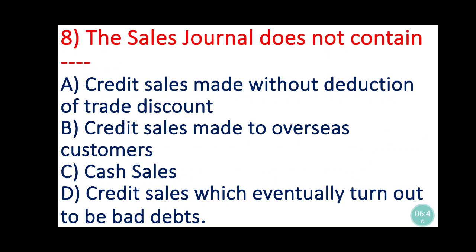8.1. The sales journal does not contain. So here the answer is very easy, that is cash sale, because cash sales we record in the cash book. In the sales journal we are not recording cash sales. Sales journal means sales day book. We are not recording cash sales. So the answer is cash sale.